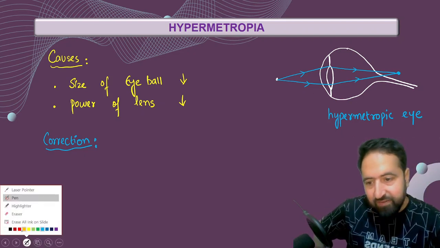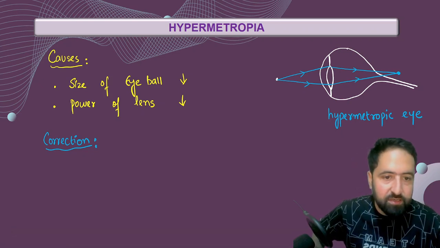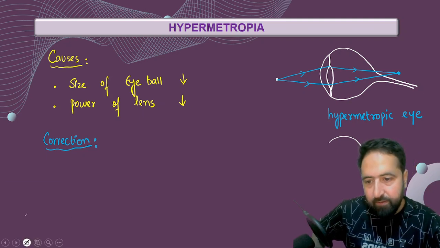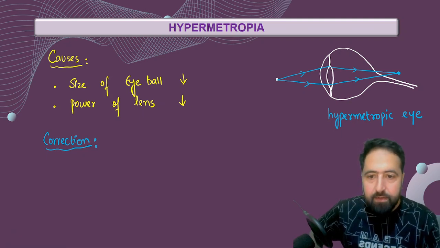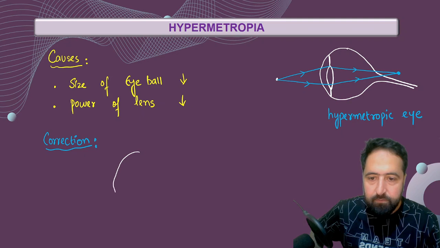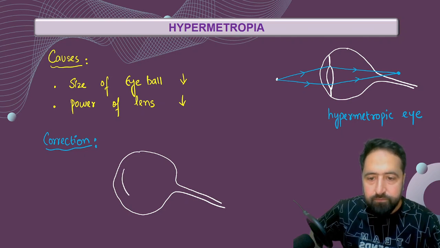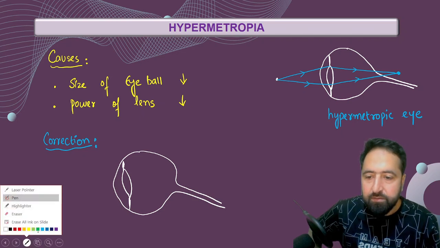So we can achieve that using the convex lens. Okay, using the convex lens. No, I think it's not coming on the screen. Wait, let me make it here. Yeah, so there is the lens. Okay, so what you use is that you use the convex lens.